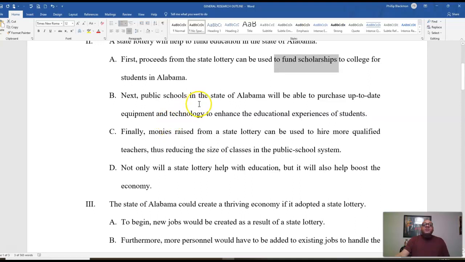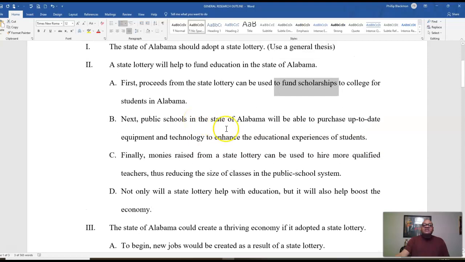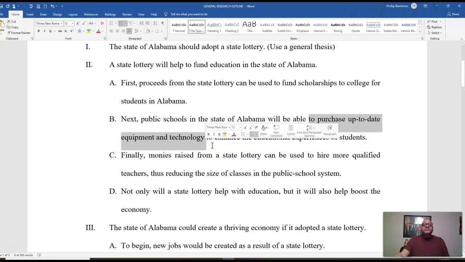Next, public schools in the state of Alabama will be able to purchase up-to-date equipment and technology to enhance the educational experiences of students. We know this is true because during COVID, schools and universities received funds, and one of the things that was done here at Alabama A&M was to enhance the technology. We have smart boards. They've updated the Wi-Fi. So this is clear, it's logical that with money from the lottery, we can also purchase equipment and technology.